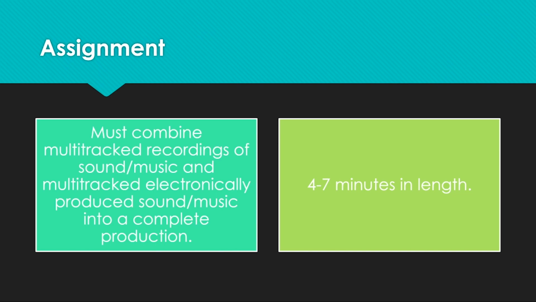So the assignment must include something called multi-tracking. Multi-tracking is when you layer up multiple things that you have recorded together, whether that be different instruments or different sounds. As part of your assignment, you have to show you can multi-track acoustic sounds, for example, recording instruments in class, as well as electronically produced sounds, for example, virtual instruments, which are sounds made by the computer. Your finished assignment must be between 4 and 7 minutes in length.